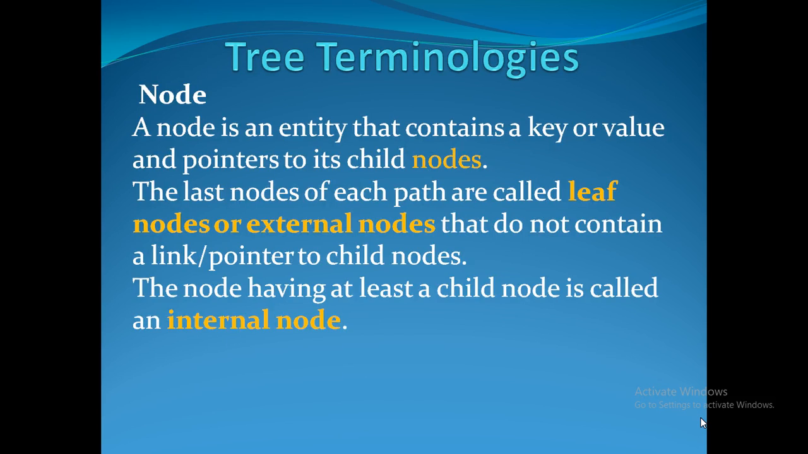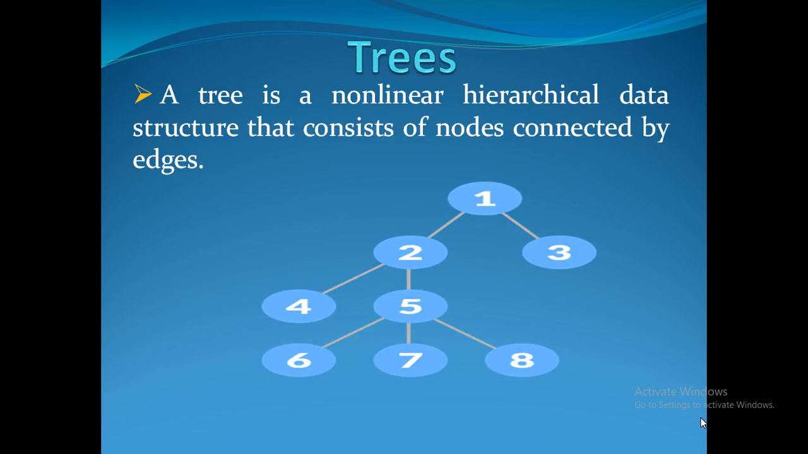Okay, a node having at least one child node is called an internal node. So here 5 is an internal node, 2 is an internal node. 1 is the root, and 2 and 5 are the internal nodes. So 2 has 2 children, 5 has 3 children, likewise. So all the nodes with children are said to be internal nodes.